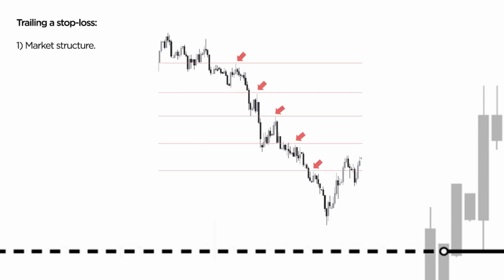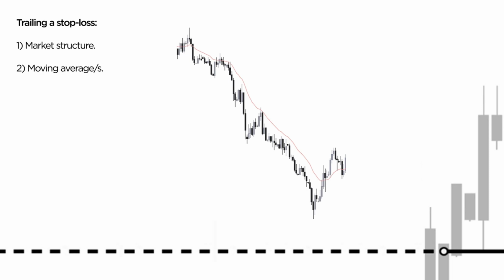So how to trail a stop loss? Well, there's a few simple, straightforward ways to do this. One being using market structure, i.e. obvious new highs and or lows, depending on whether you're long or short. Two being to trail a stop just behind a moving average.